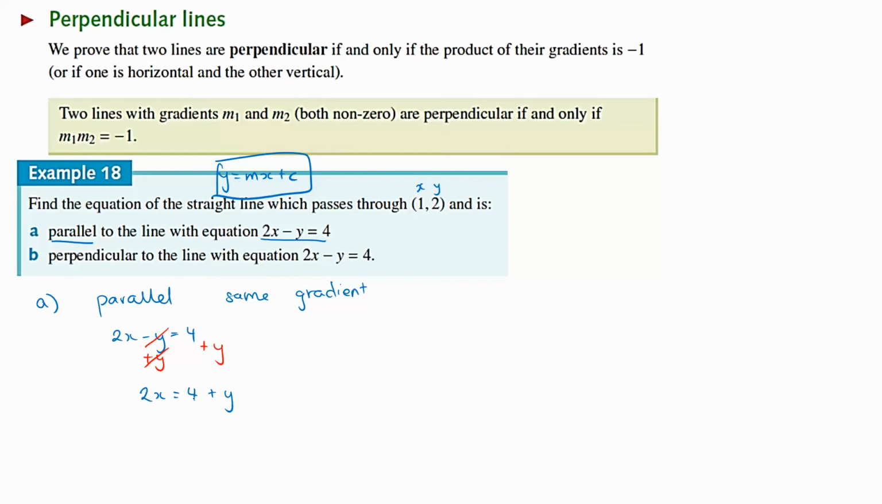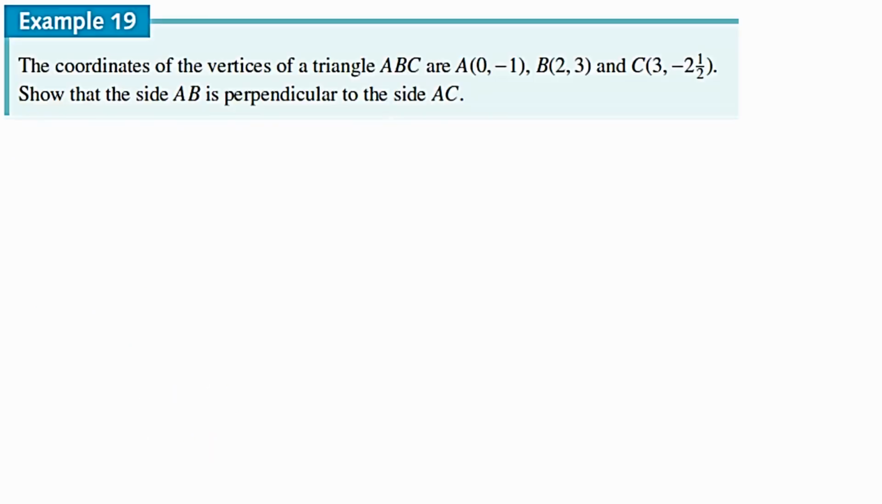I do that because I don't like negative y's. I don't like working with negatives. And this is a positive 4, so minus 4, minus 4. 4 minus 4 cancels out, and 2x minus 4, we can't simplify that, so that's why it's 2x minus 4 is equal to y. There you go. So now I've got the same equation. It says y equals mx plus c. Clearly, this is my m, and this is my c. So I'm just rewriting it again: y equals 2x minus 4.